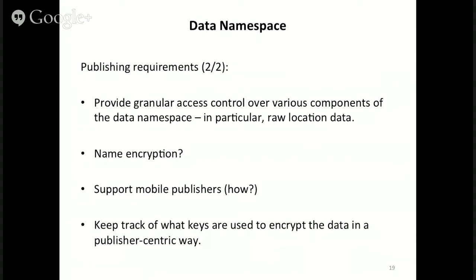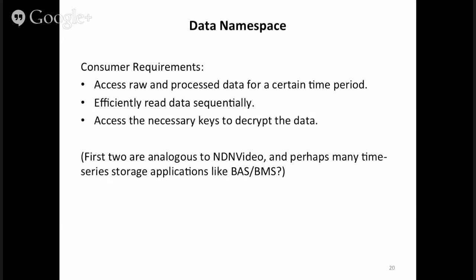We need to support mobile publishers in our conceptualization of the namespace, and we need ways to keep track of what keys are used to encrypt the data in a way that publishers can access them easily and not just consumers. Okay, so what are some potential requirements for the consumers?